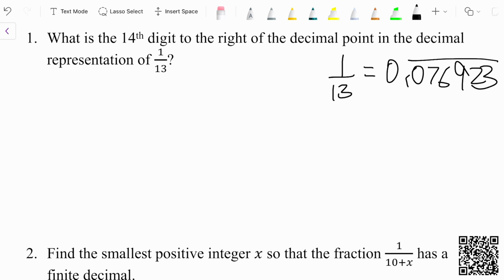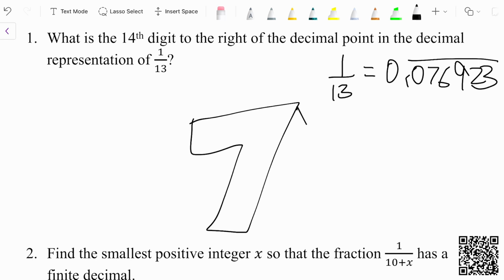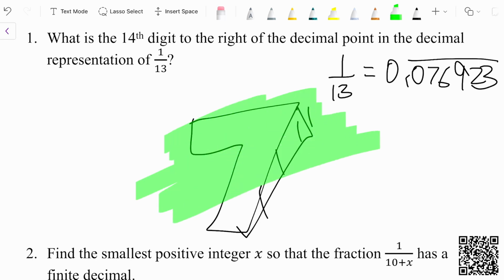Since it's a 6-digit repeating decimal, if we loop it 2 times, we'll get 12. And when we get 12, we're going to end up back at the 3. But when we count the 2 extras to make 14, it does not include the 3. So 1, 2. So our answer is 7. I'll highlight this.